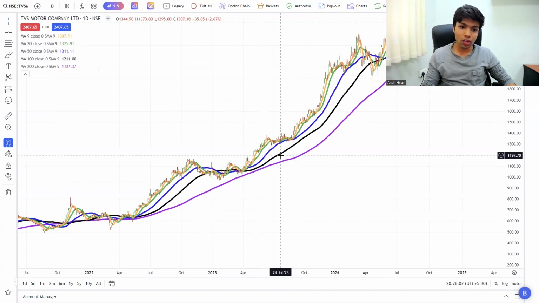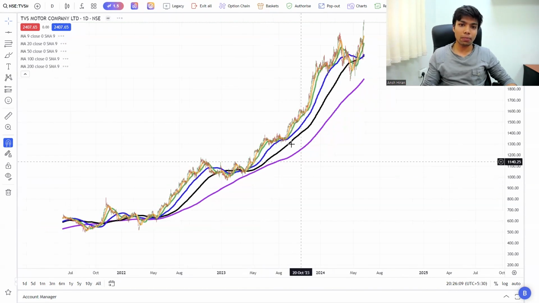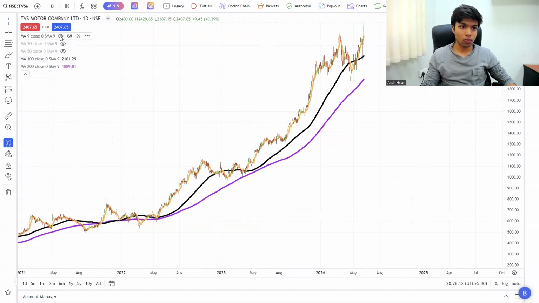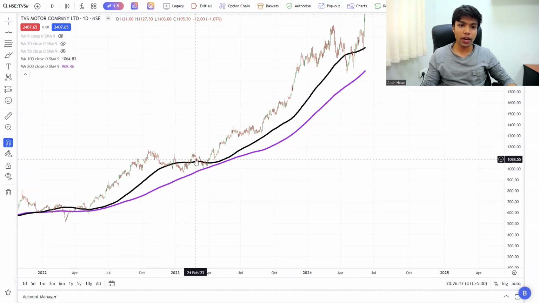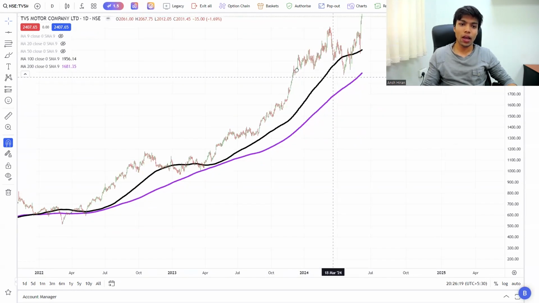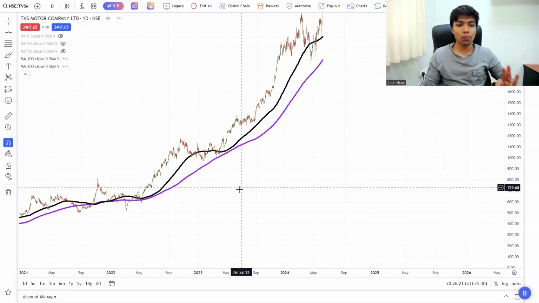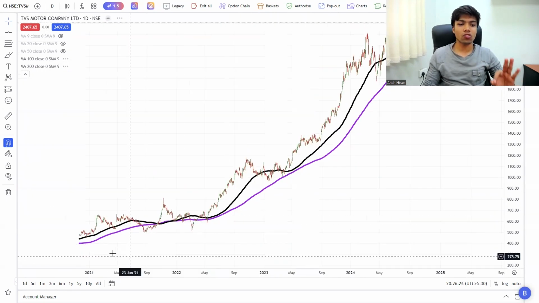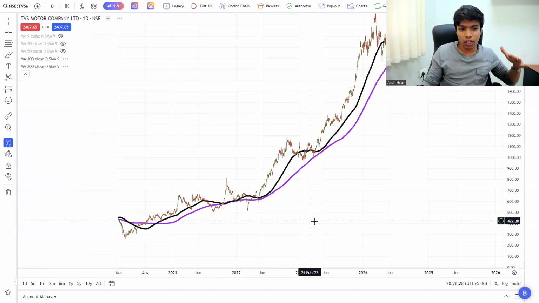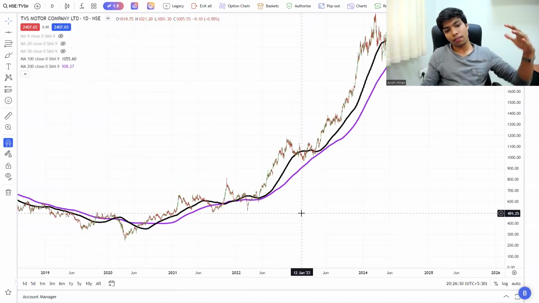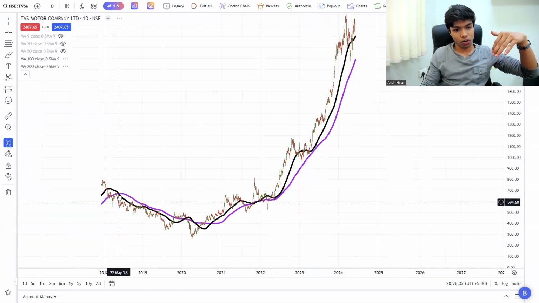The black one is only impacted by some major sideways market. Otherwise, it is not impacted at all. And the purple one, which is the 200 moving average, is showing you the overall trend of the market. If the overall trend is upward, the 200 moving average is also going up. If the overall trend is downward, look at this over here.